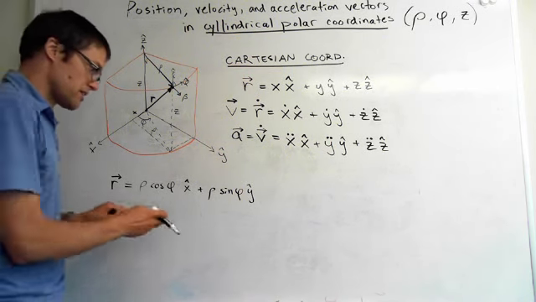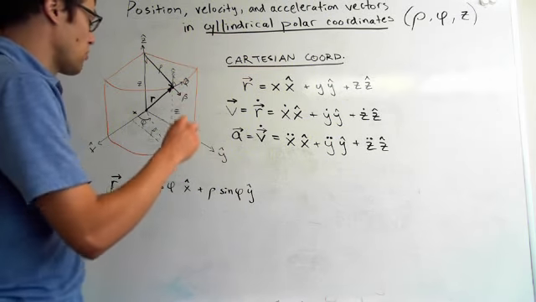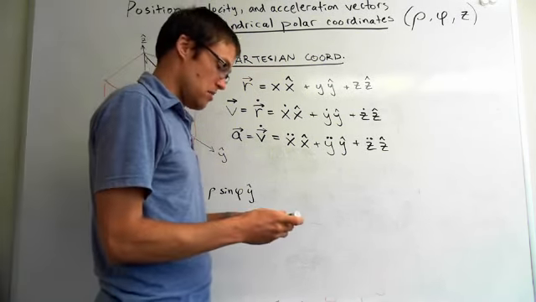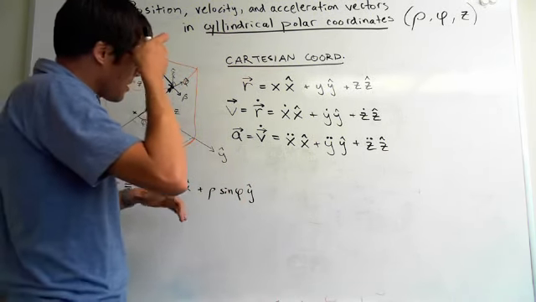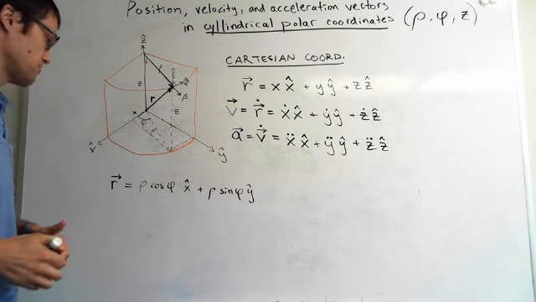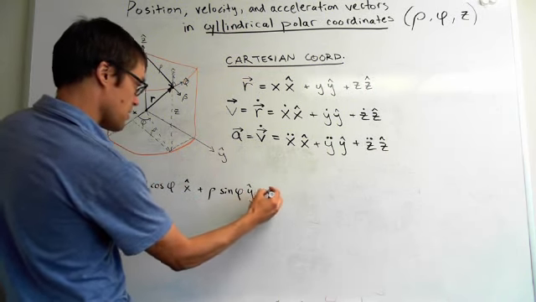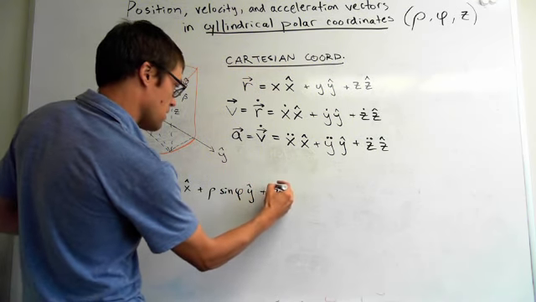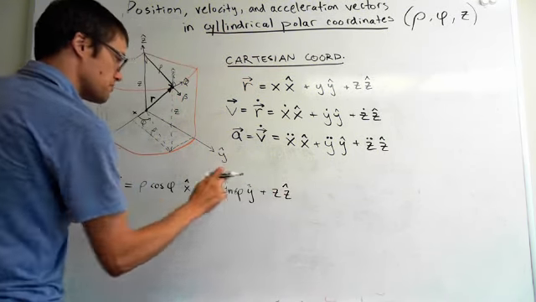Now in order to get this vector totally in terms of the cylindrical polar coordinates, we need to rewrite x hat and y hat, we need to rewrite all of this in a way that includes the unit vectors rho hat and phi hat and z hat. Okay, so I guess we should add in there that we have z hat. That's not changing.